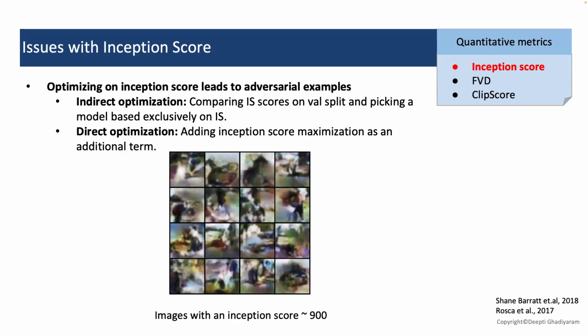Another issue that the authors have found is that there is a body of work that tries to use inception score either directly or indirectly. So directly as in adding it as an additional optimization term, or indirectly as in just using it for cross-validation. They show in their work that it is possible to cheat the system and have images which have a very high inception score, but they practically look like noise.